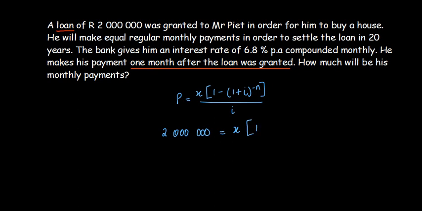Then we have 1 minus 1 plus the interest. You were given that it is 6.8% compounded monthly. Good people, if you are given the interest in terms of percentage, please make sure to convert that into decimal form by doing what? By dividing by 100. So I think you should get 0.068, divided by 12 because it's compounded monthly, minus.